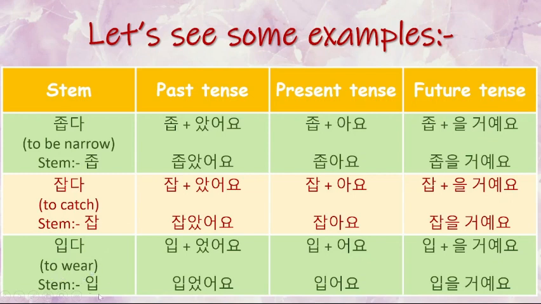Last one is 입다, which means to wear. Here the stem is 입, ends in ㅂ, but it does not follow the ㅂ irregular conjugation rules. इसका regular conjugation होगा. तो past tense में 입었어요, present में 입어요, and future 입을 거예요. So these were few verbs or adjectives that are conjugated in the regular way of conjugation. Okay, they do not follow the ㅂ irregular rule.